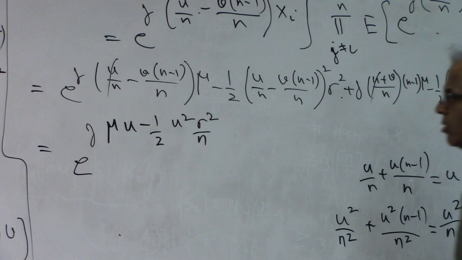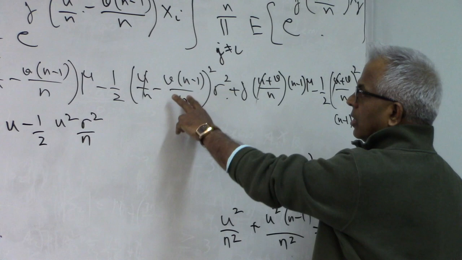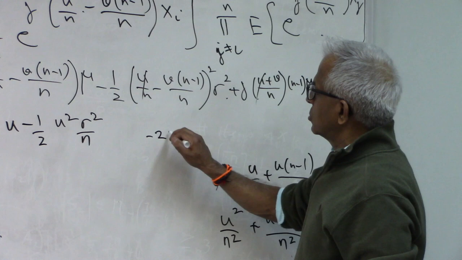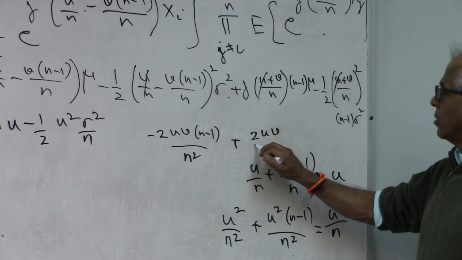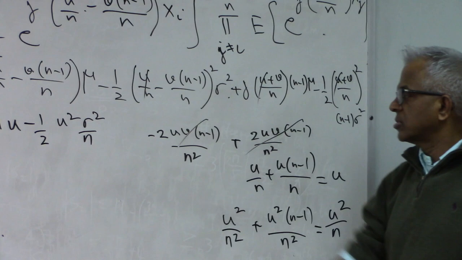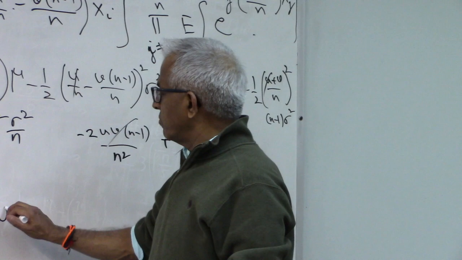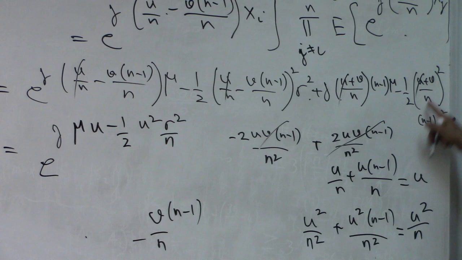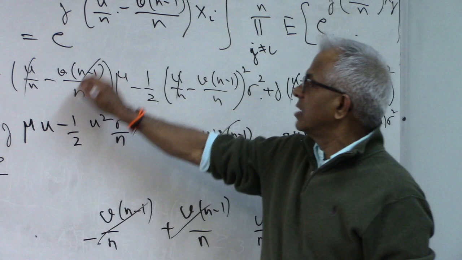So I took care of this square, I took care of this u. I'll come to the v squared term, but let me take care of the uv term first. When you expand here, you get minus 2uv times n minus 1 over n squared. And when you expand here, you get 2uv over n squared multiplied by n minus 1, sigma squared. So the cross term cancels. Then we have the v squared and the v term. Let me look at the v term. It is v over n multiplied by n minus 1 with a minus sign, and here v times n minus 1 over n with a plus sign. So this cancels also. There is no v term.